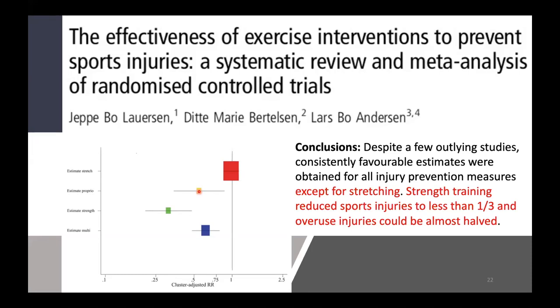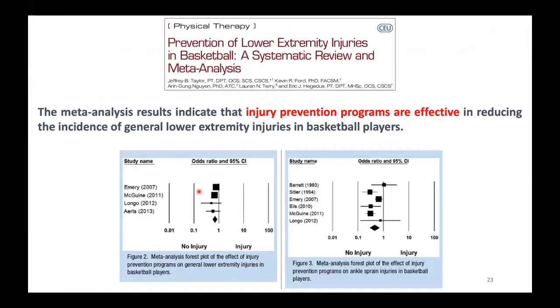In a more specific study about basketball, this meta-analysis is very interesting. The meta-analysis results indicate that injury prevention programs are effective in reducing the incidence of general lower extremity injuries in basketball players.